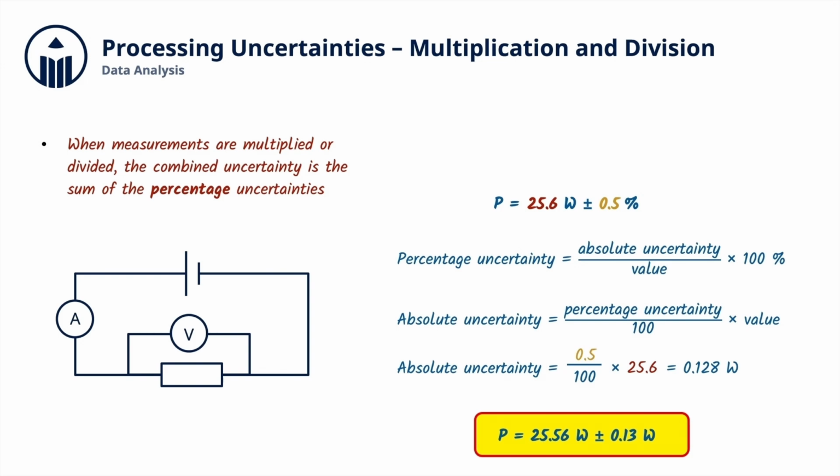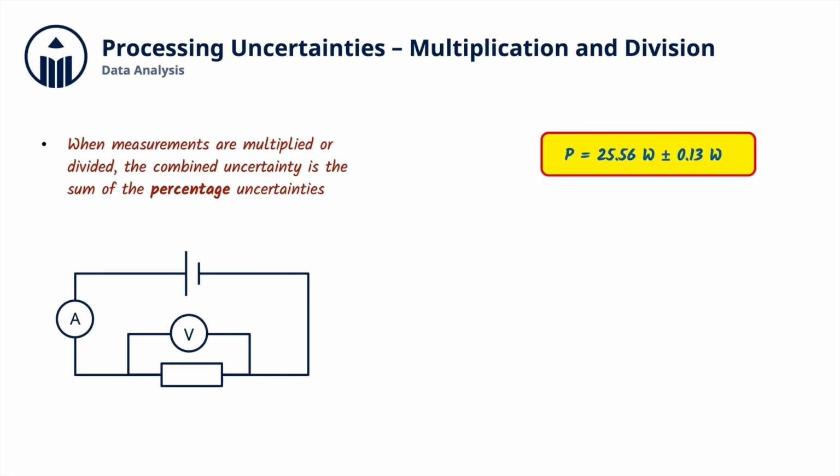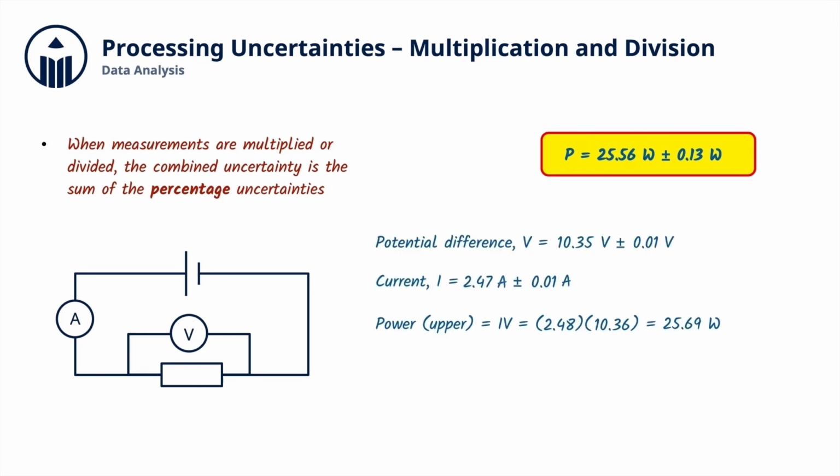The power is now 25.56 watts plus or minus 0.13 watts. Note that with knowing the absolute uncertainty, we can express the power to the appropriate precision to match the decimal places in the uncertainty. Let's prove that this combined uncertainty works. The power is calculated from the product of the potential difference and the current. This means the upper limit of the power is the product of the upper limit of the potential difference and the upper limit of the current.